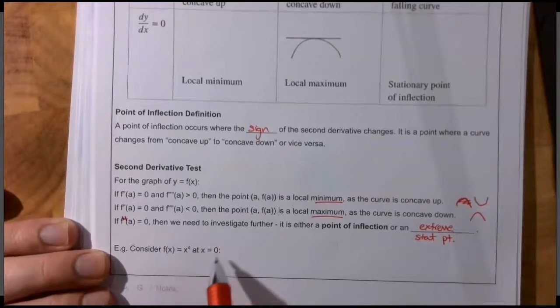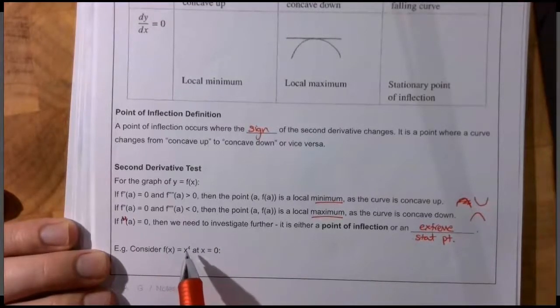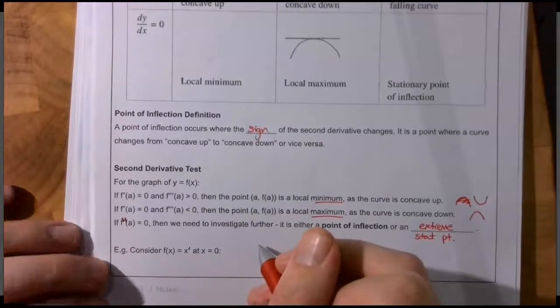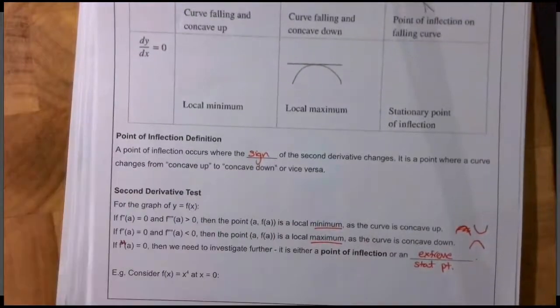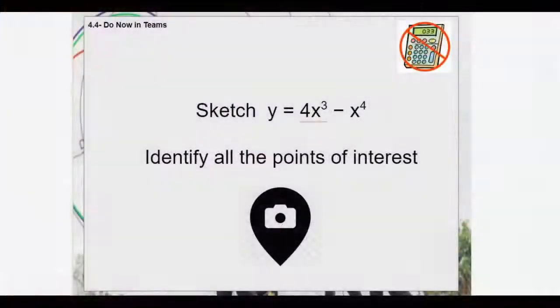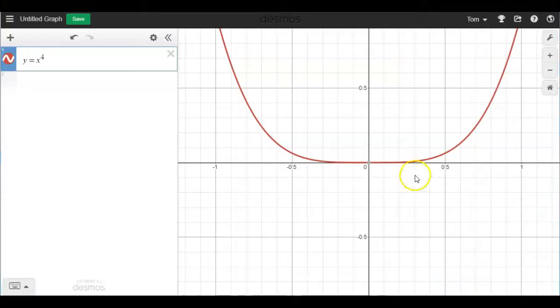And to think about what that looks like, we consider the graph of y equals x to the power 4 at x equals 0, and I've got that just here for you to look at. At this point here, we can differentiate twice and see that the second derivative is equal to 0, telling us we've got a stationary point, but it's not a point of inflection. It's what we could call like a bucket point, or an extreme stationary point.